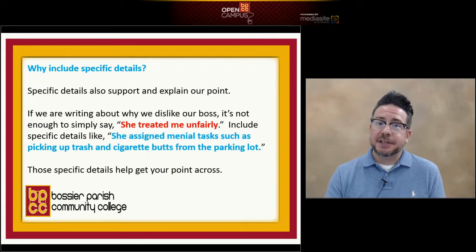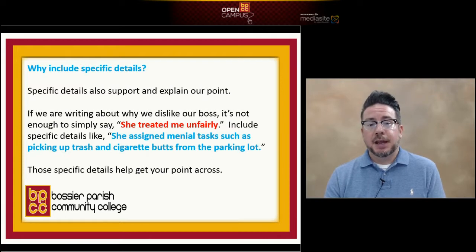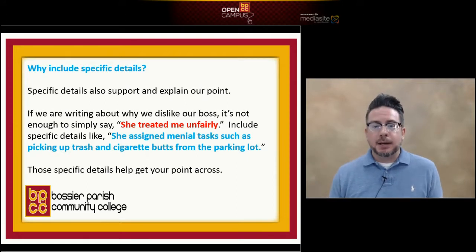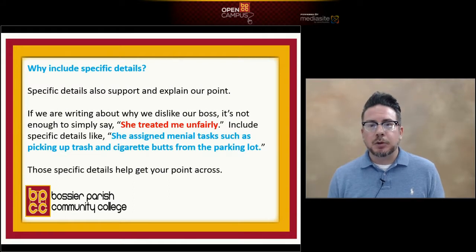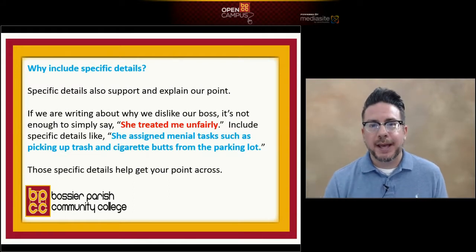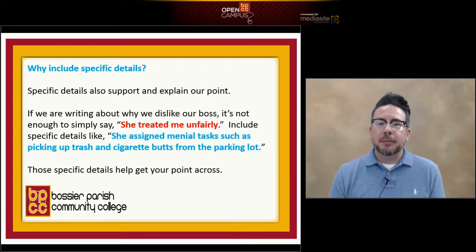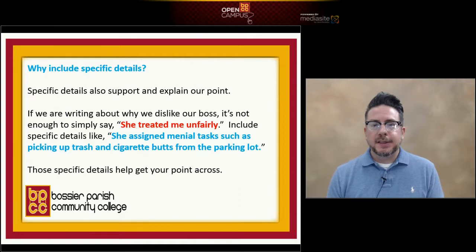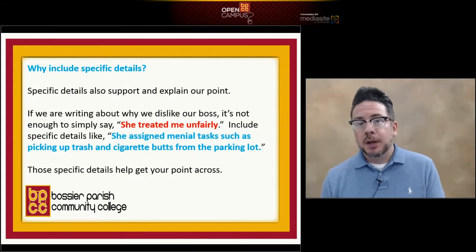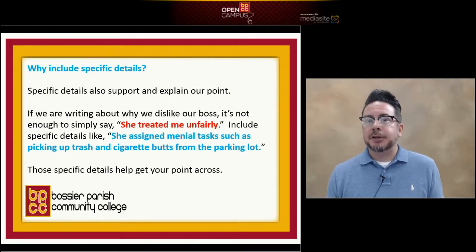So there's a second reason, though, that we include specific details, and that's because they help to further support and explain our point. And remember, that's why we include supporting points in our writing, is to explain our point. So, for example, if we were writing about why we dislike our boss, and say that we were trying to make that point to someone, that we had an unfair boss, it's not enough to simply say, she treated me unfairly. It may be true, but there's just not enough specific detail to get your point across.